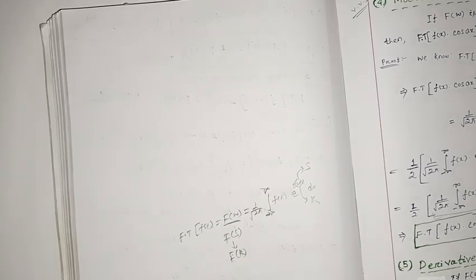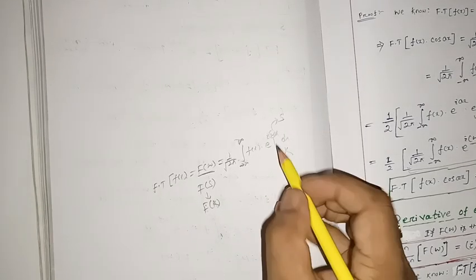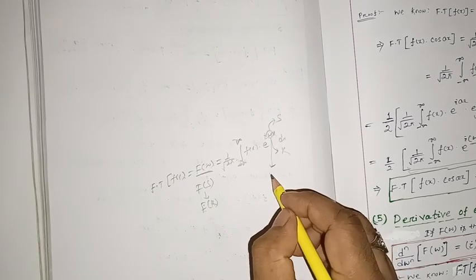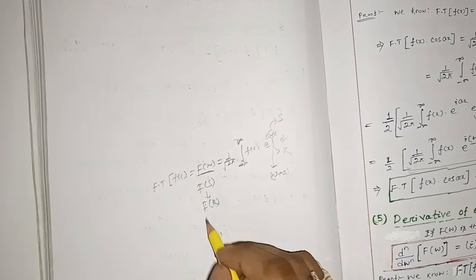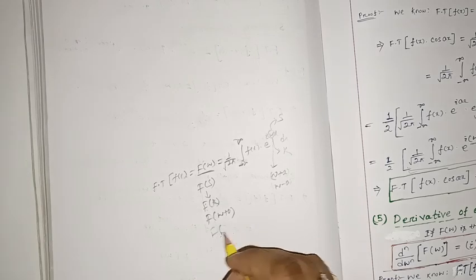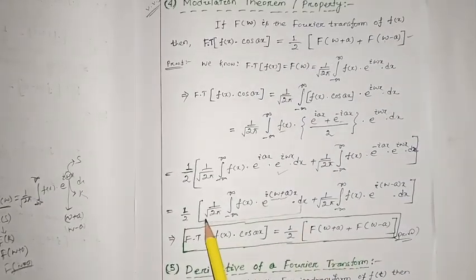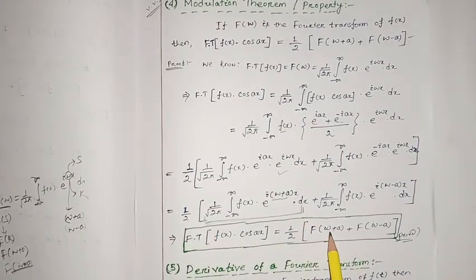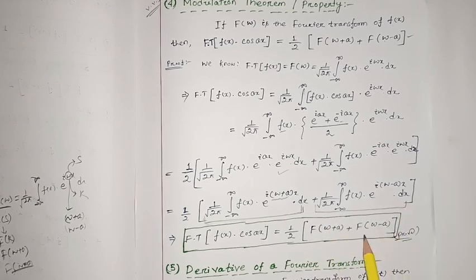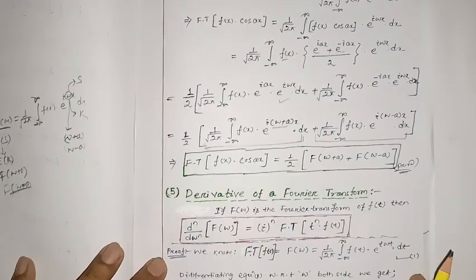I discussed these things in our first video where I discussed the basics of Fourier transform. Okay, if instead of omega, omega plus a is there, it will be written as capital F of omega plus a. If it is omega minus a, it will be written as F of omega minus a. Same thing here: this integral will be written as capital F of omega plus a, and this integral as capital F of omega minus a. Hence proved. This is one of the important properties or theorems you have to remember; practice it for your exam.